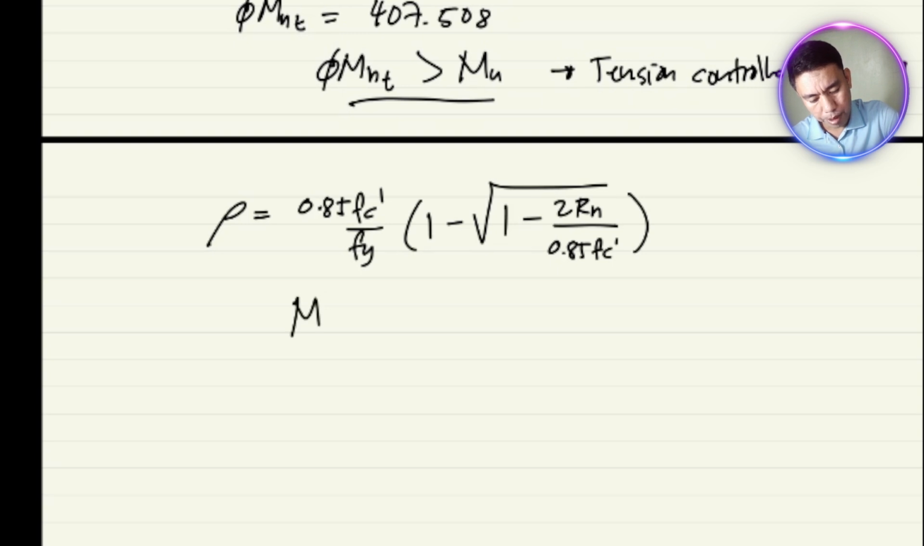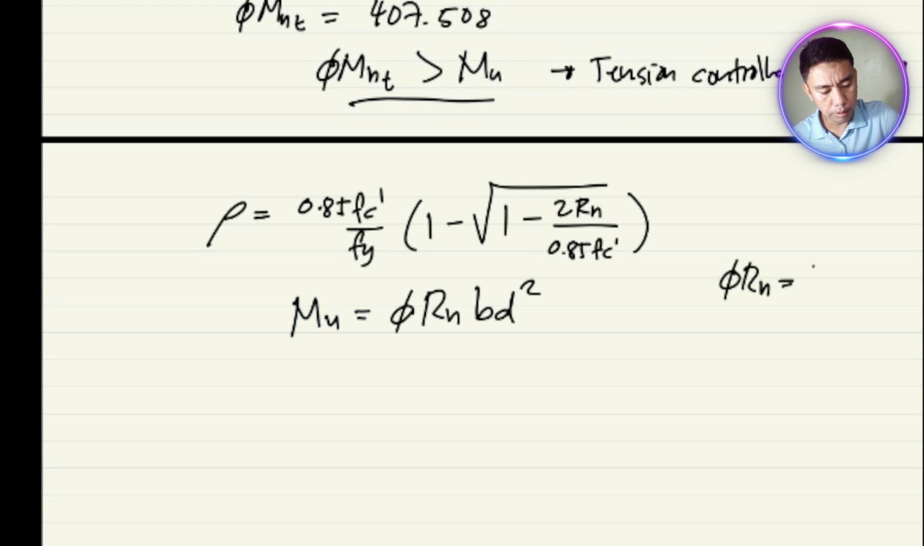This is a formula na, sorry. The formula na Mu is equal to phi Rn bd squared. Okay? Noong una, ang ginagamit natin itong phi Rn is equal to Ru. Okay? Pasensya na sa writing. So, kaya minimemorize namin ito nung una. Mu is equal to Ru bd squared.